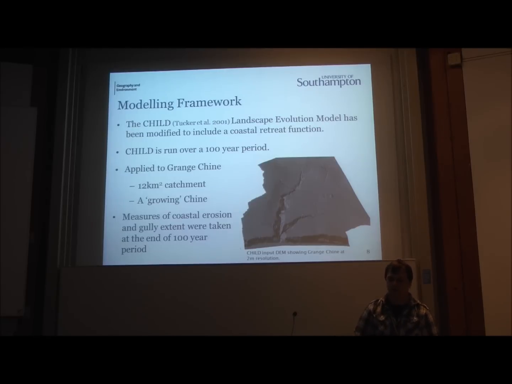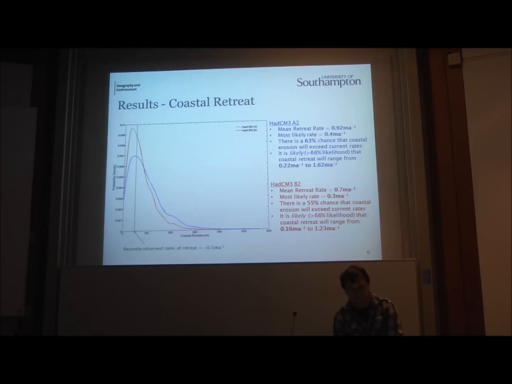At the end of these 100 years, we get the model outputs and we can extract metrics, so we can look at the amount of coastal erosion, the extent of the gully, whether it's shrinking or growing. We can take measurements for gully incision rates, bank angles, gully area. We can extract a lot of these metrics and use them to piece together what's actually happening to these systems. So let's have a look at these results that I haven't really had much time to look at, so I'll put them up and talk about them as best I can.